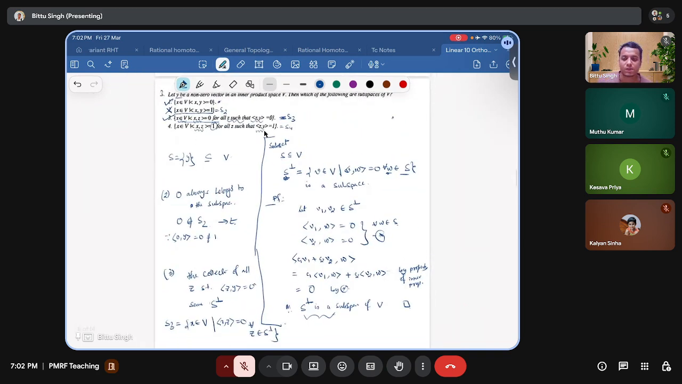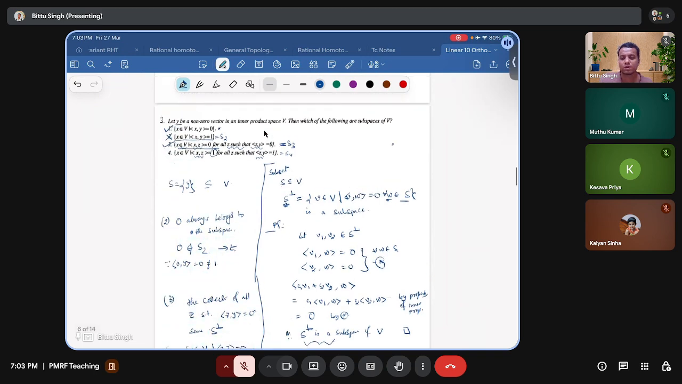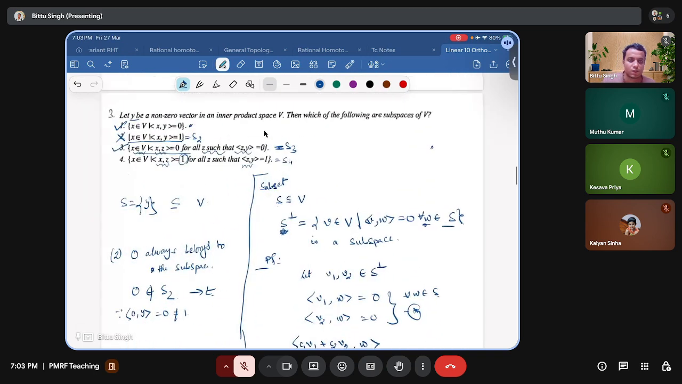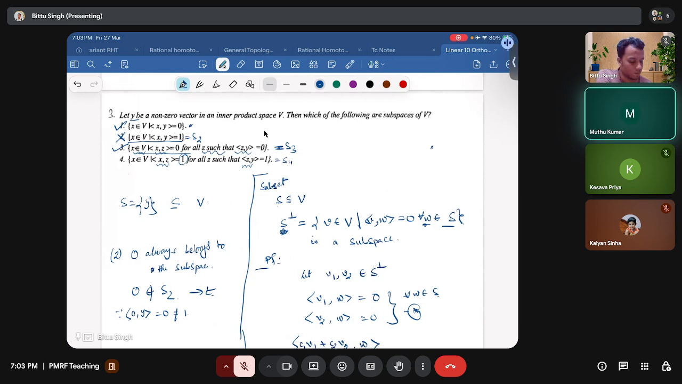Is it clear? The solution to this question, is it clear to all of you? Okay. Is there any doubt up to this problem? No doubt, no doubt. Okay, thanks.